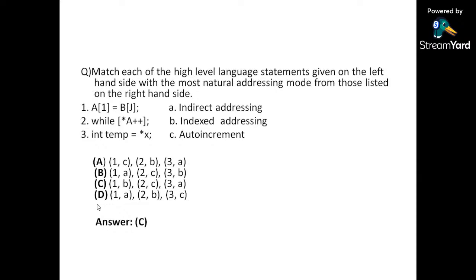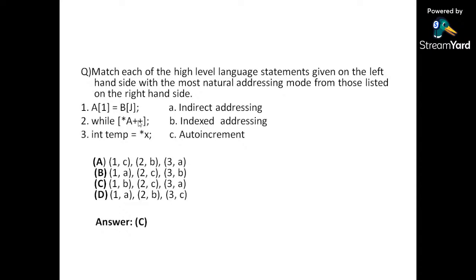So the correct answer here is option number C. What is option number C? The first instruction given here, a1 equal to bj, is an example of indexed addressing mode. So 1 is matched with B. Second is 2, while star a plus plus. This is an example of auto increment addressing mode.